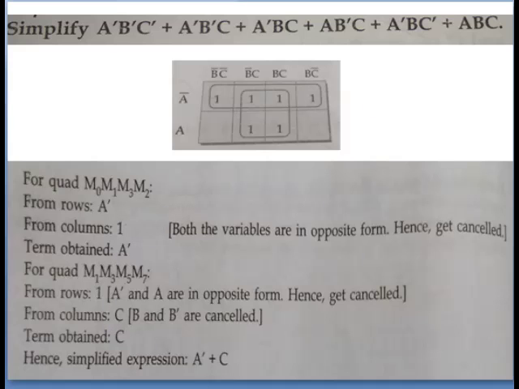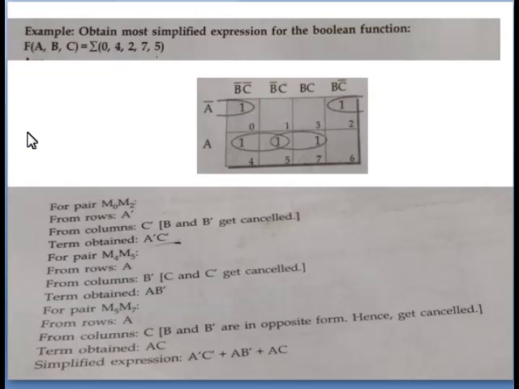This is the second problem. Obtain the most simplified expression for the Boolean function f of a, b, c equal to sigma. This symbol is called sigma. This is for sum of product form. Sum of product form symbol is sigma. Here the numbers are given.